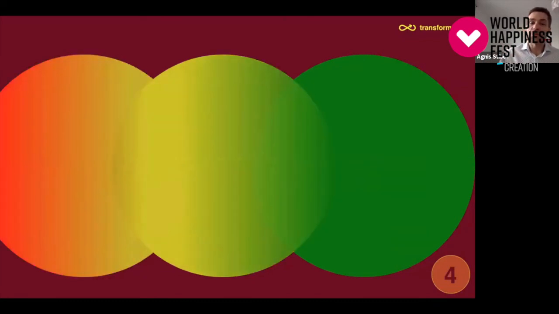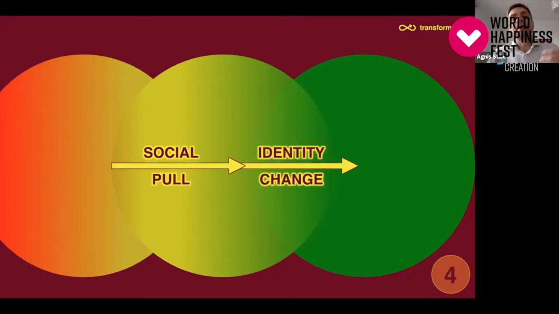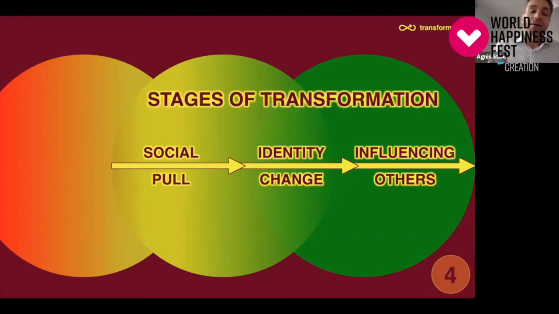And once we start doing it, we open up the awareness for these yellow people to the green, and the social influence starts to pull them towards those positive examples. Then the yellow people start to change their identity, and then they join the green circle, which makes the green circle bigger, and the effect on the outcome for happiness and well-being.